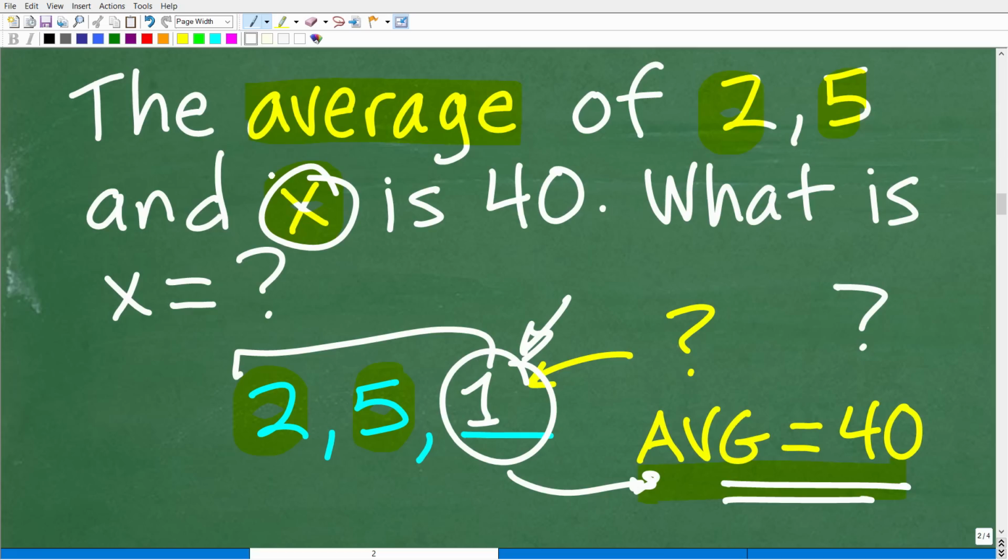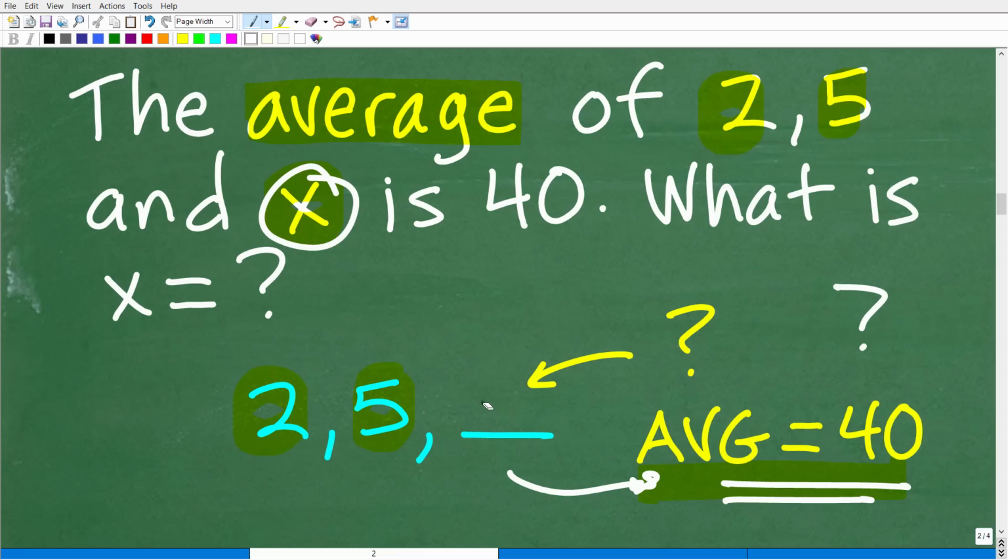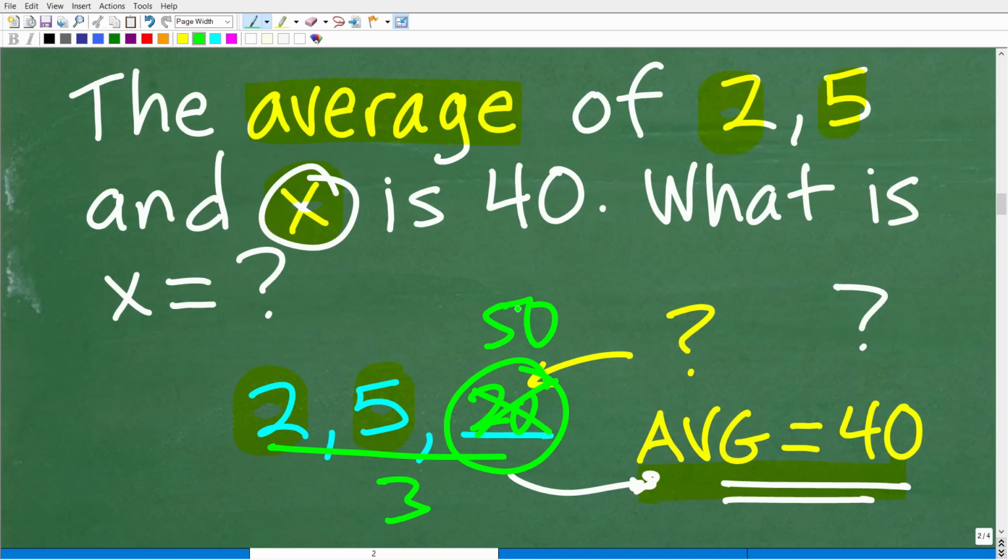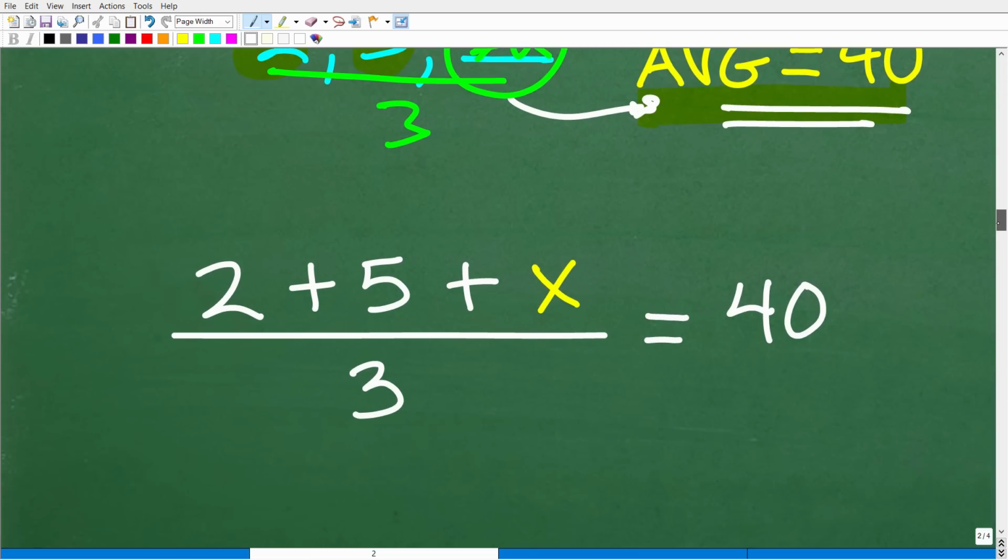And if you don't know basic algebra, what you could do here is, let's just talk about that real fast. You could try something like 20. You would add these up, divide by 3, and see if the average is 40. Nope. Then maybe try another value, 50, add them up, divide by 3, do you get the average of 40? So you could use a trial and error method, but if you know algebra, this is going to be a very easy problem. Let's show you exactly what we need to do.